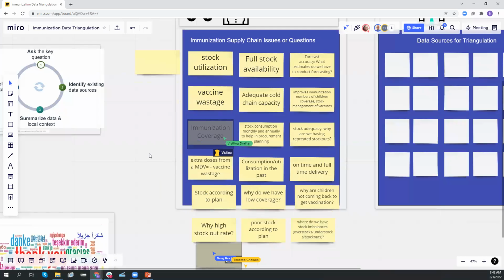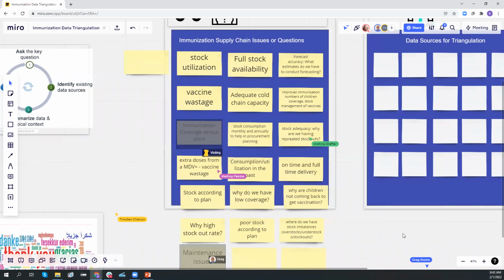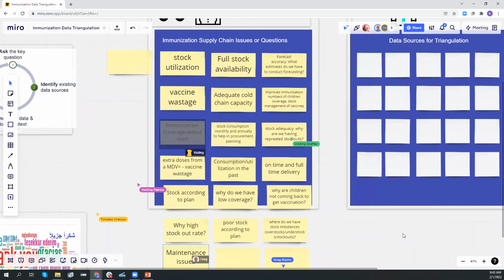And I see here there's one called immunization coverage. I'm going to just expand on this to say, immunization coverage versus stock. If we're just interested in immunization coverage, we can go to DHIS2 for that, no problem. But if we want to understand what that relation is between reported coverage and stock data, we would need to triangulate those sources against each other.